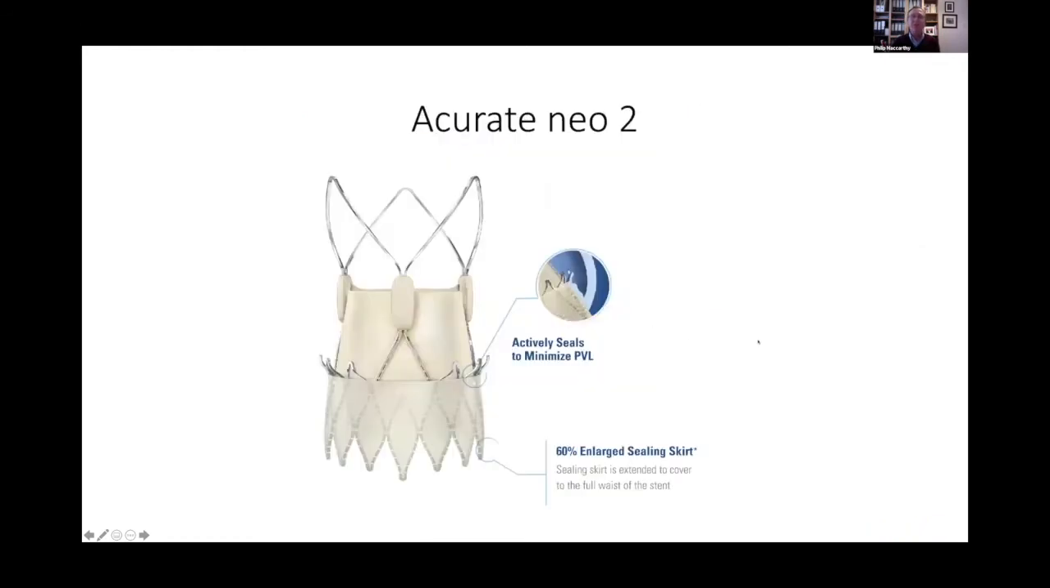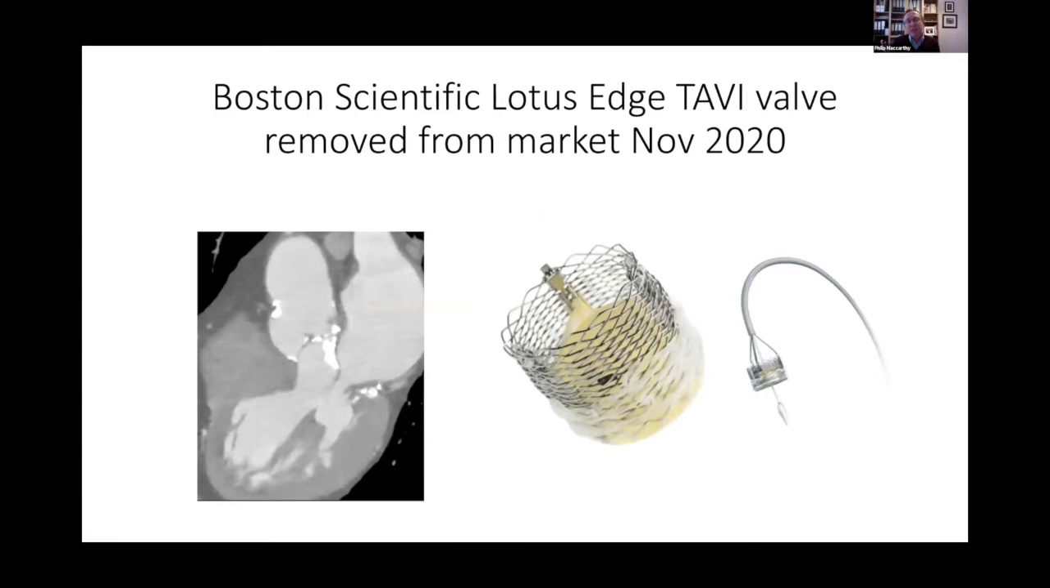They are improving this valve as well, putting a skirt on it. So we need to give it time and wait for the new data. Unfortunately, Boston took the Lotus off the market. The Lotus was an excellent valve to use in this kind of anatomy with horrendous LVOT calcification. They did it for commercial reasons, not clinical reasons, and that was a shame.